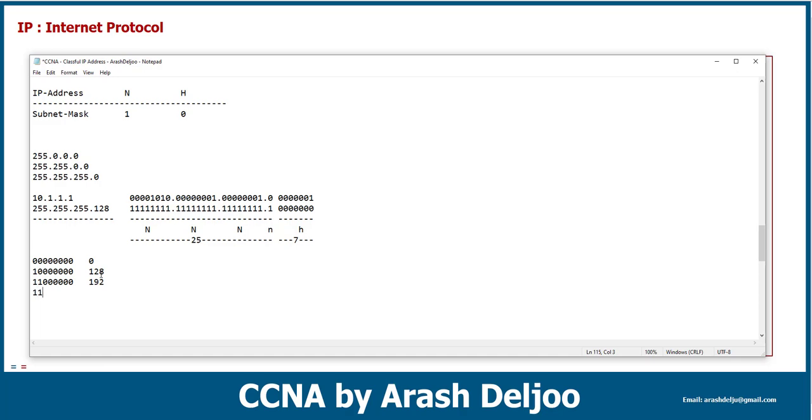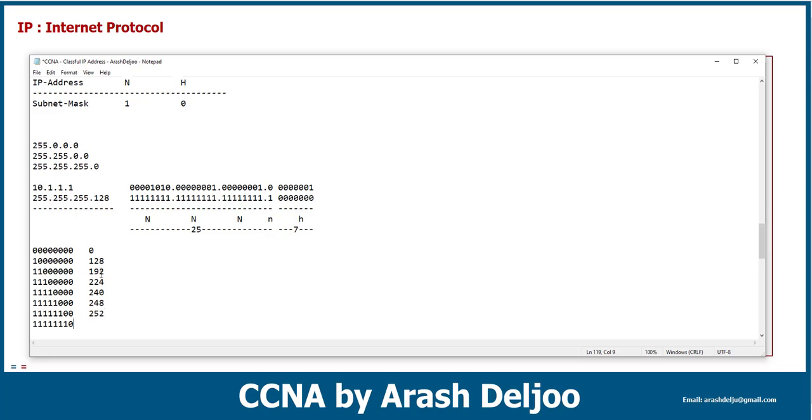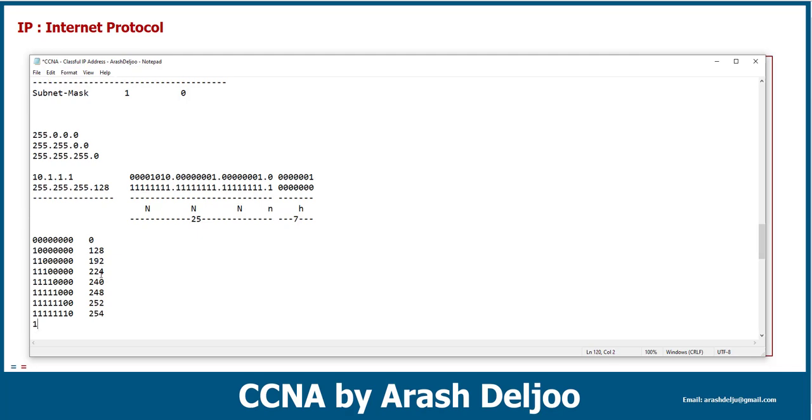After that 111 again 5 zeros. This is equivalent to 224. Again 1111 quad 0 means 240. After that 5 ones and 3 zeros means 248. Again 6 ones and 2 zeros, this means 252. After that 7 ones and 1 zero is 254, and finally 8 ones means 255. This means that we can see only these values in the octets of the subnet mask.